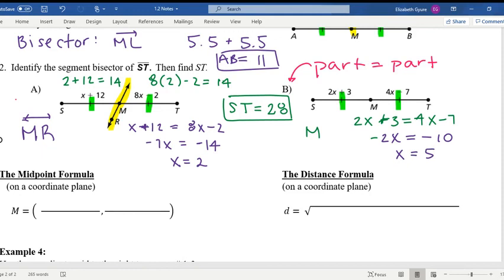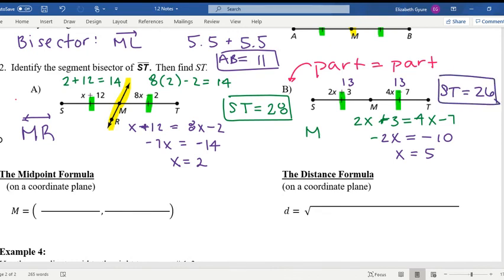Again, we weren't asked to find x. We're asked to find the whole measurement. So plug it in. Plug 5 back in up here. 2 times 5 is 10. 10 plus 3 is 13. Plug it in up at the top again. 4 times 5 is 20. 20 minus 7 is 13. So those ended up being equivalent, which means we did our work right, which means our total is 13 plus 13. So the measure of ST equals 26.